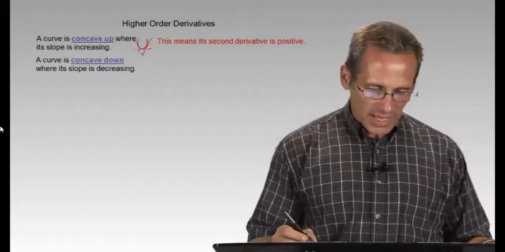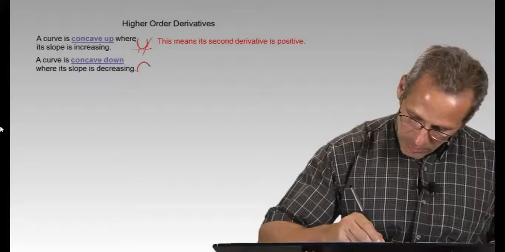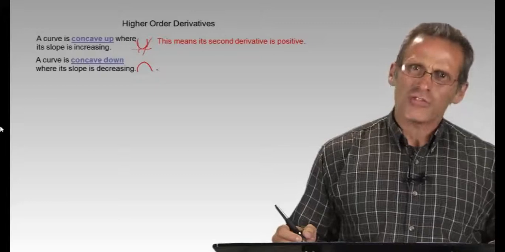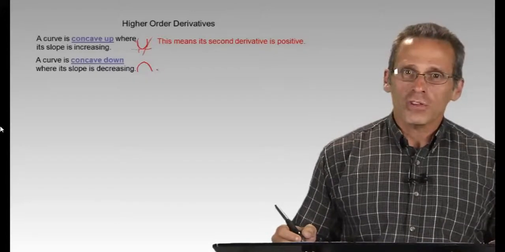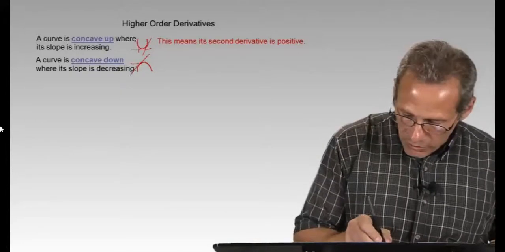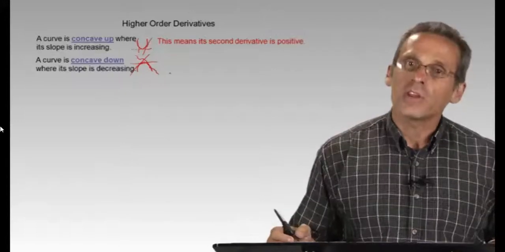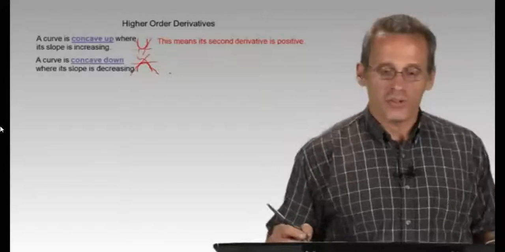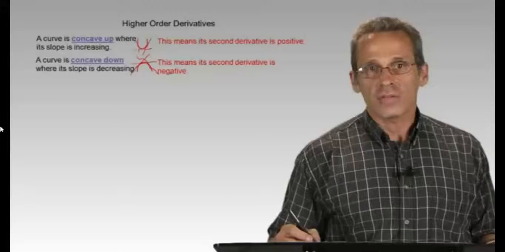Similarly, a curve is concave down where its slope is decreasing. The general shape looks like an upside down U. Slope is decreasing refers to the fact that as you move from left to right, the slope of the curve decreases. Here's a positive slope. Move to the right, here's a slope of 0. Move to the right further, here's a slope of some negative number. So that means that the first derivative is a function that is decreasing. The second derivative, therefore, is negative.